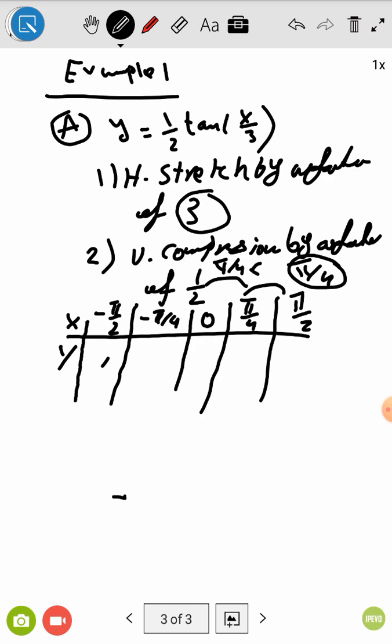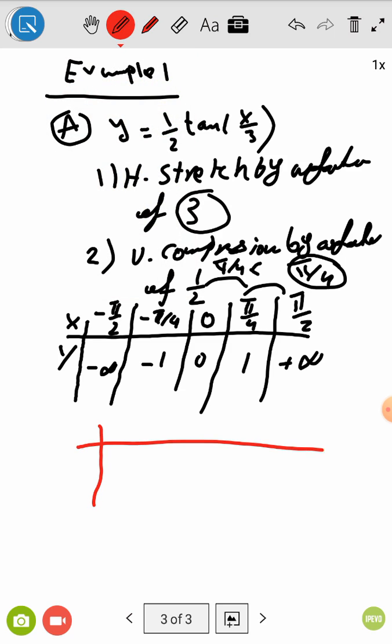And the minus pi out of 2 is going to be minus infinity. The pad is not writing. Minus 1, 0, 1, and plus infinity. Remember, this is the parent. I wrote it again. I'm going to do the transformations. They are so easy. I'm going to multiply it by 3.